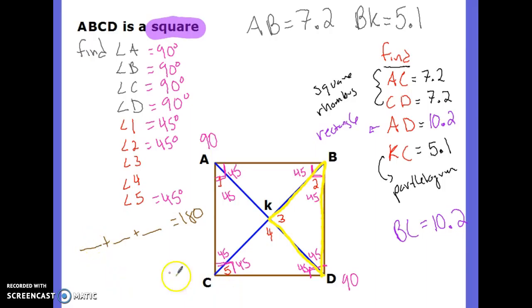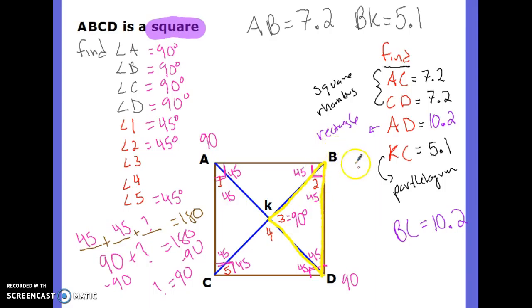So we know one of them is 45. We know two of them is 45. We're just trying to figure out what angle 3 is. So I'm going to call that question mark. So we combine our two. 45 plus 45 is 90. Plus question mark equals 180. Subtract 90 from both sides. And we get question mark equals 90. So our angle 3 is going to be 90 degrees.